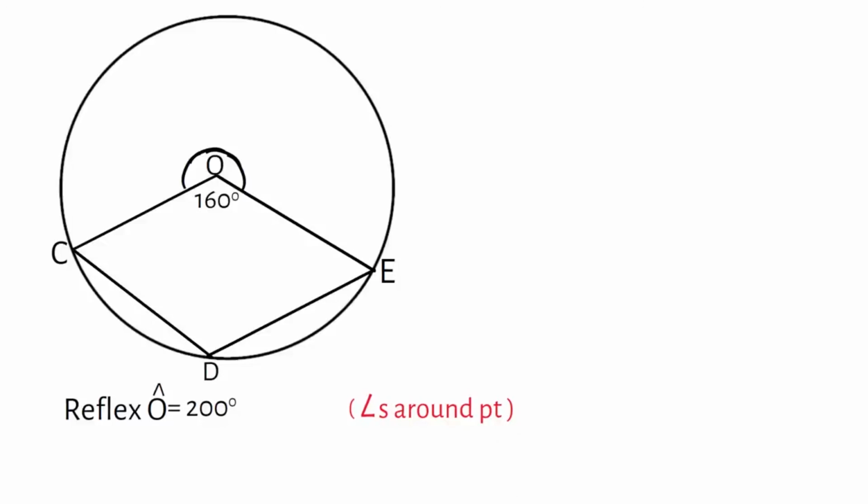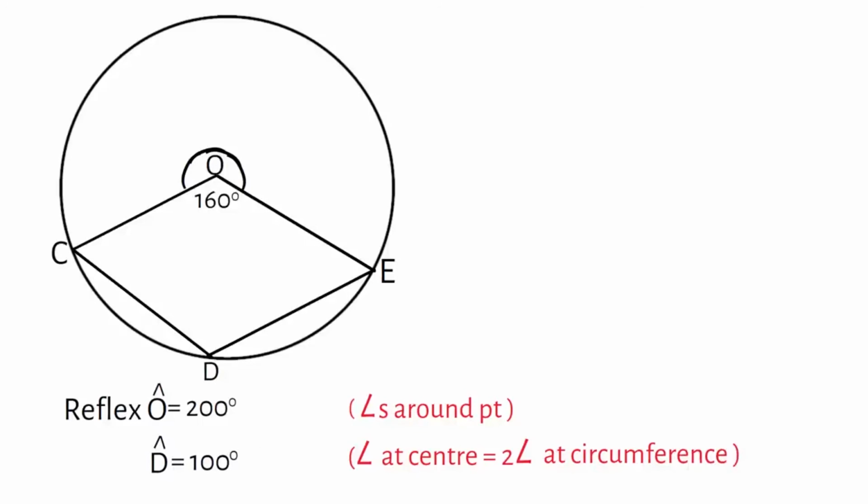Now this 200 degrees is the angle that's 2 times the size of angle D. So to get to angle D, we take this reflex angle O, which is 200 degrees, and then divide by 2. And then we get angle D, which is 100 degrees, and the reason being angle at the center is 2 times the angle at the circumference. And let's also not forget the reason we got the angle O. It's the theorem, angles around the point.